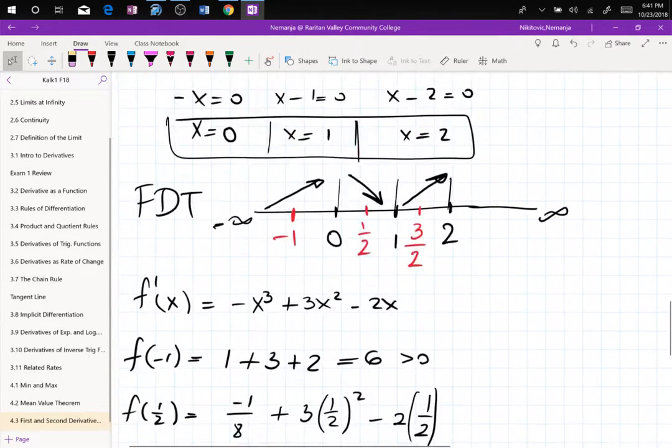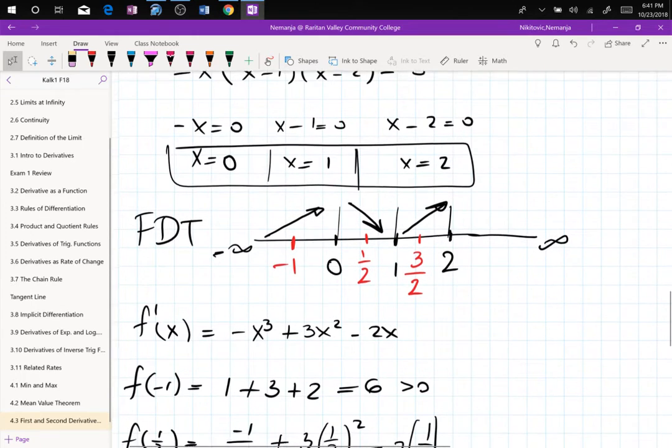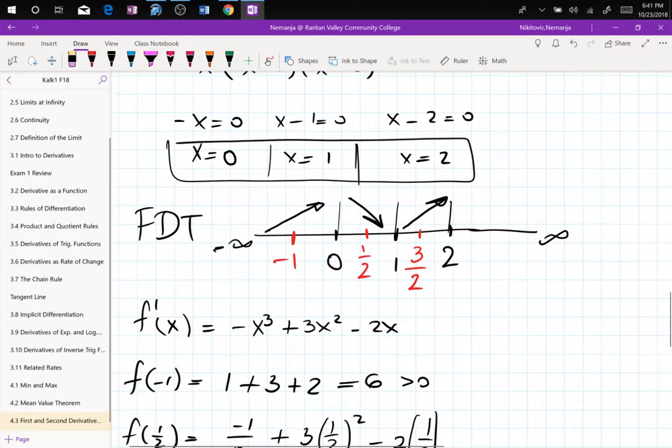All right, we have one more, guys, and that's this region here. I didn't put the test point. I'm just going to use 3, because why use fractions if you don't have to?